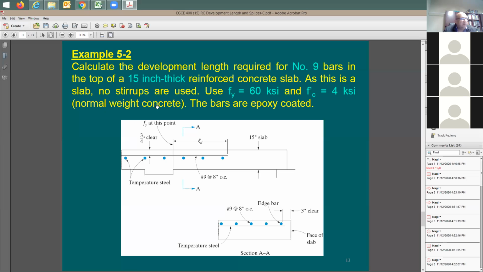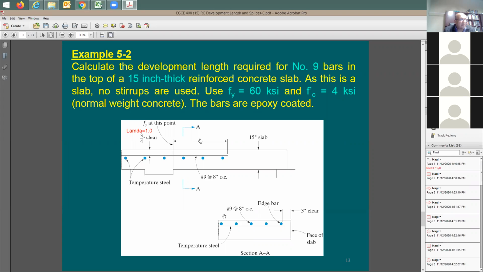In this case, lambda equals 1.0. So okay, and the bars are epoxy coated. So now I have an epoxy, right? So let's look here at the spacing, because it says number 9 at 8 inches. So the spacing from center of the rebar to center of the rebar is going to be how much? It's going to be 8 inches.